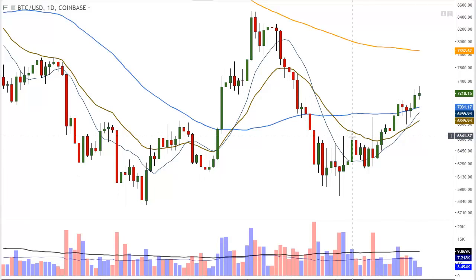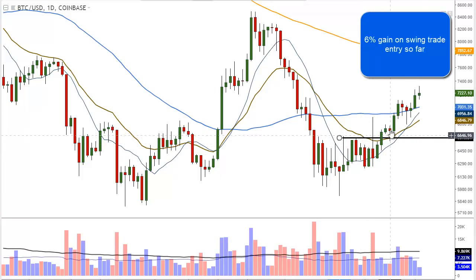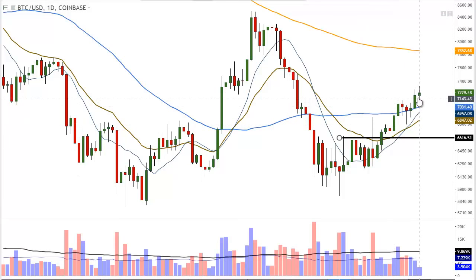So in last week's report, we mentioned that Bitcoin is a possible swing trade above 6,600 right here, 6,600 area. And we listed the buy entry in between the 6,600 to 6,800 area, which 6,800 is right here. So the entry did trigger on the 27th, and the trade is up about 6% right now. And the target is still the 200-day MA, which, depending on how long the price action takes to get there, we may have to lower our target. Right now, our target is near 7,800.